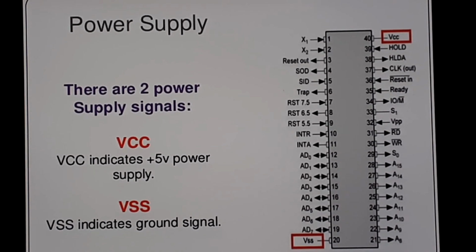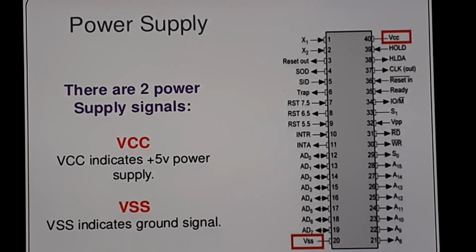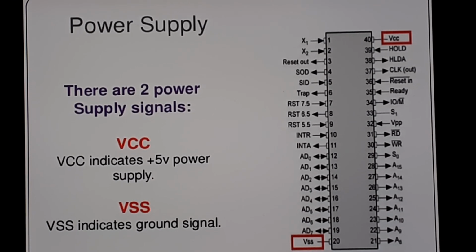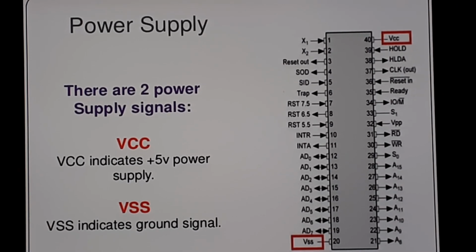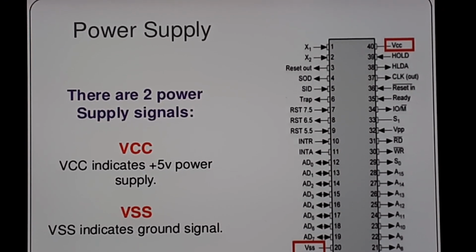So VCC indicates that it is connected to the power supply, and when you remove that power supply plug, that means it is connected to ground. So it doesn't do any job when it is connected to VSS, that means 0 volt, and when the plug or power supply is connected, it will give you plus 5 volt power supply. Okay, so these are the pins which we have seen with the explanation.